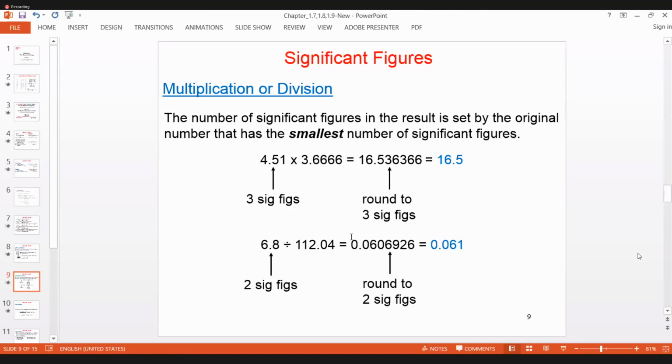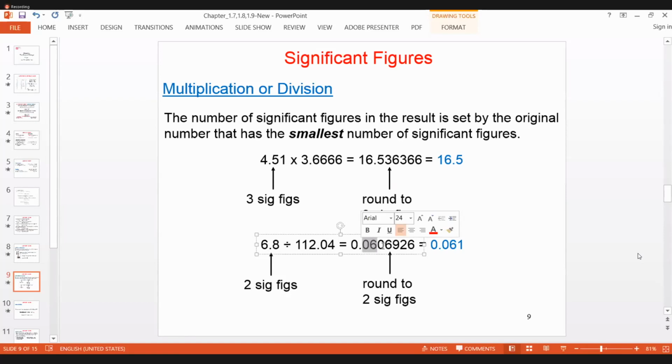In this case, how many digits do you have here? 6.8, only 2 significant figures. Here how many do we have? 5. So your answer should contain only 2 significant figures. And look here. When you count this one, this 0 should be counted, right? So after the decimal, that 0 and 6. This is only 2 decimal places.